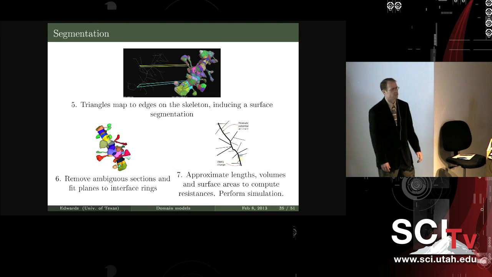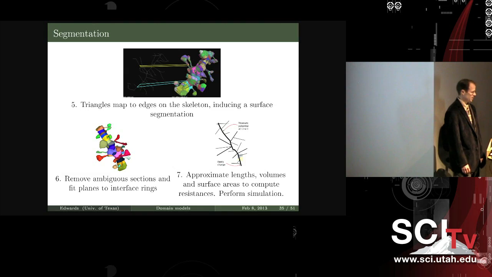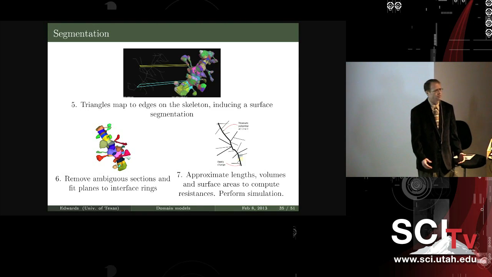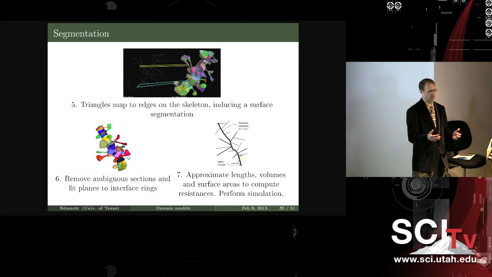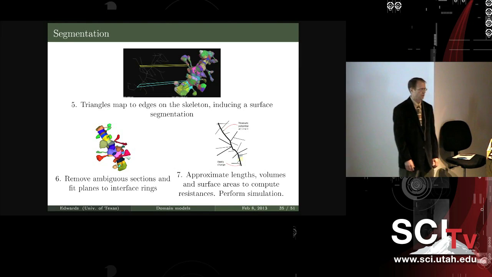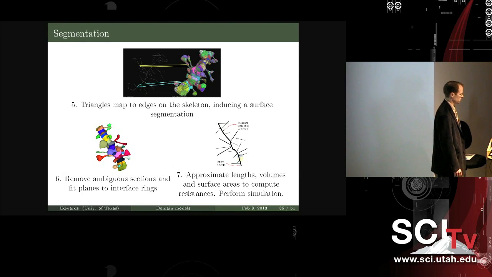Now, we've had to do some post-processing. We had to clean it up. Some are not rings. We fix those and fit the interfaces to planes so that we can then have well-defined volumes for each segment. And with those volumes, they're roughly equivalent to a cylinder. We approximate the length, we compute the surface area, approximate the volumes, and we can come up with resistances and capacitances for each segment and plug it into a cable model simulation.